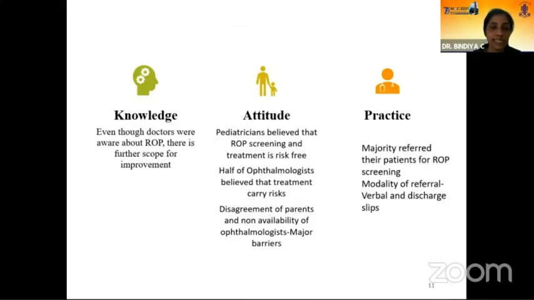So summarizing the results, knowledge of doctors was pretty good, but there is further scope for improvement. Pediatricians believe that ROP screening and treatment is risk-free, but more than half of the ophthalmologists believe that treatment carries risk. Disagreement of parents and non-availability of ophthalmologists were the major barriers. Coming to the practice profile, the majority referred their patients for screening, and the modality of referral was either verbal or by discharge slips.